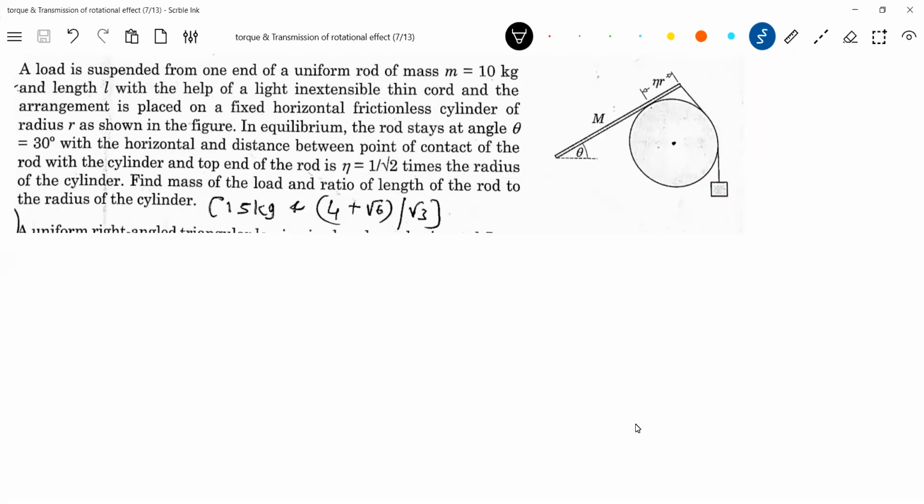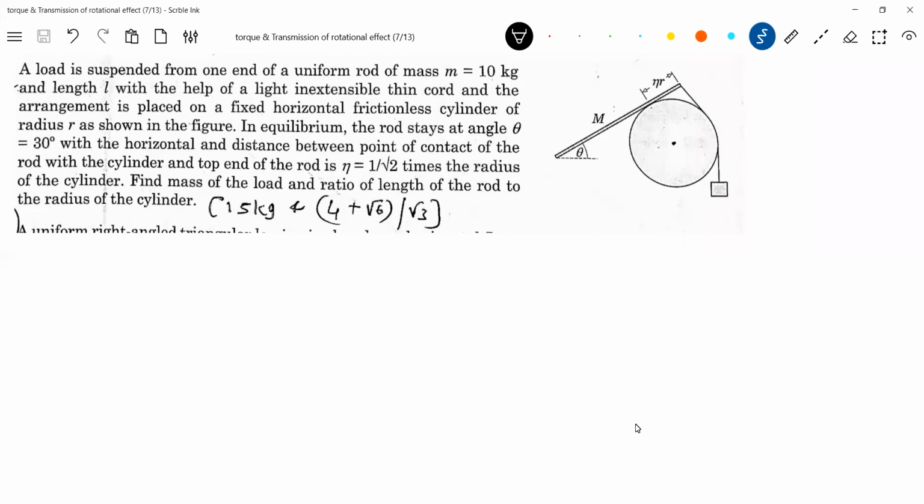Read the question carefully. The cylinder is a fixed, horizontal, frictionless cylinder. The cylinder is fixed. And what about the rod? Try to understand the question first. Afterwards, we need to know what forces are acting. The string is there, so tension. The block is there, so its weight.